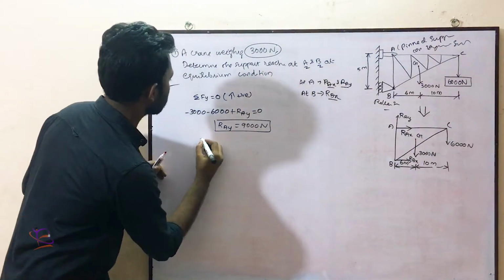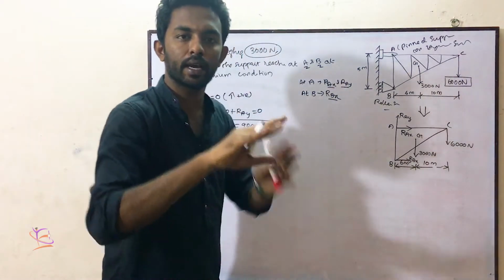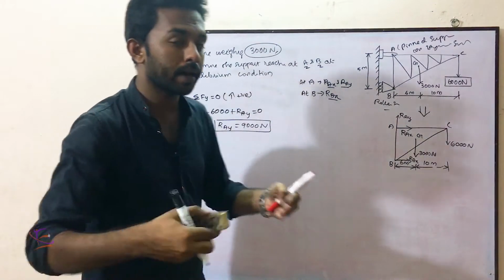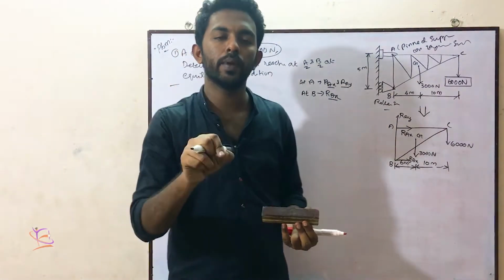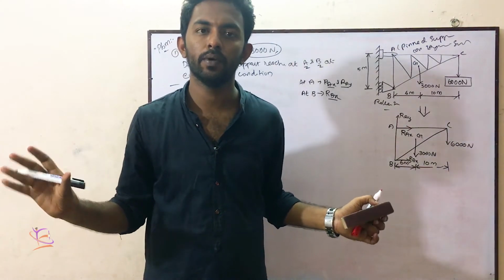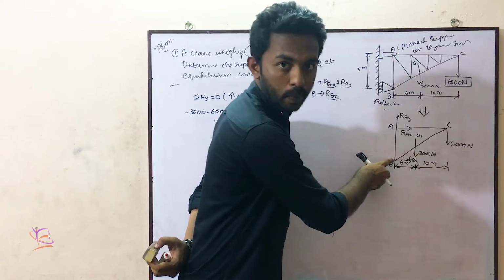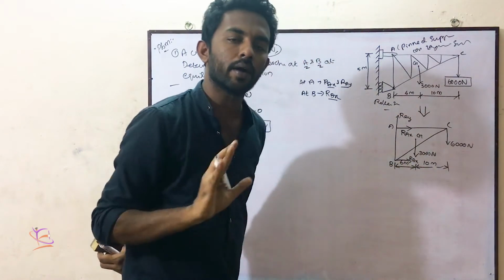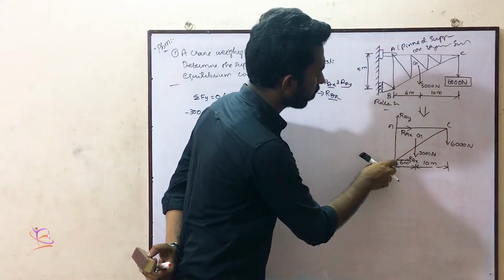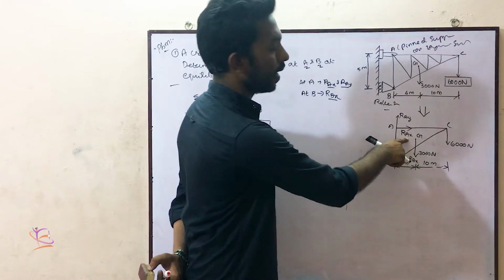You can take summation Fx equal to 0, but two horizontal forces are unknown. We can't evaluate any answer from that. That's why we are moving to another point. We know that at equilibrium condition, the moment about any point will be 0. Consider, if you are taking moment about this point, only Bx will be gone. Ry will also be gone.